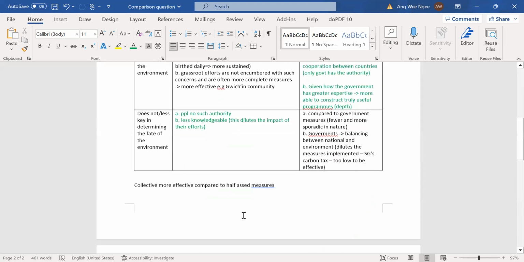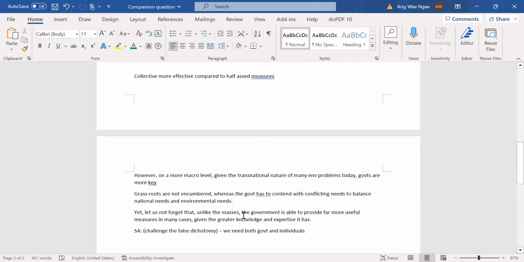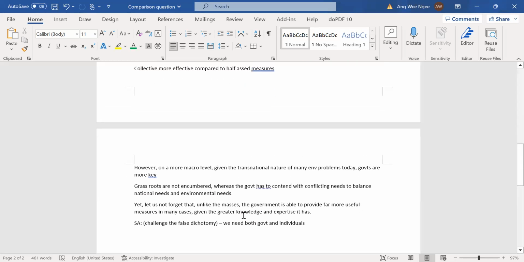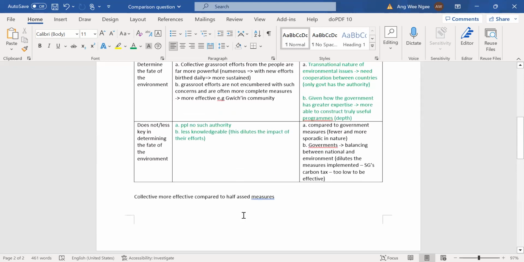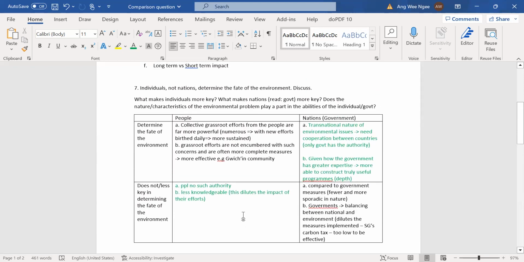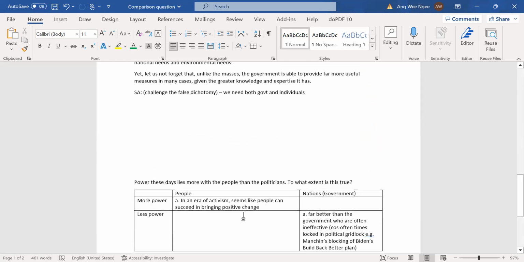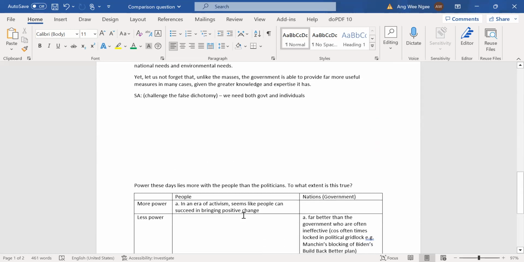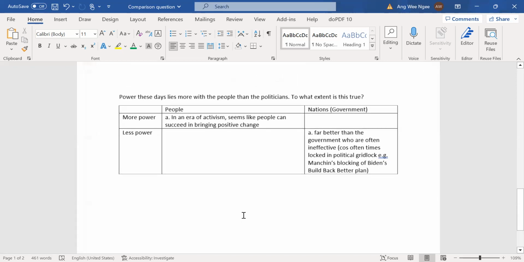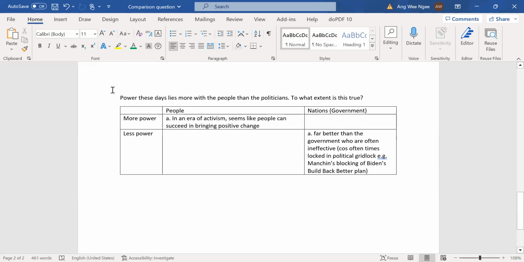You can start to pick up A-level questions for comparison. You can also look at your recent timed practice. It has quite a few comparison questions inside, just to let you have a glimpse. This is just something that I did just for fun. I think it's 2021's A-level question: power these days lies more with the people than with the government. And this was the point that I came up with.